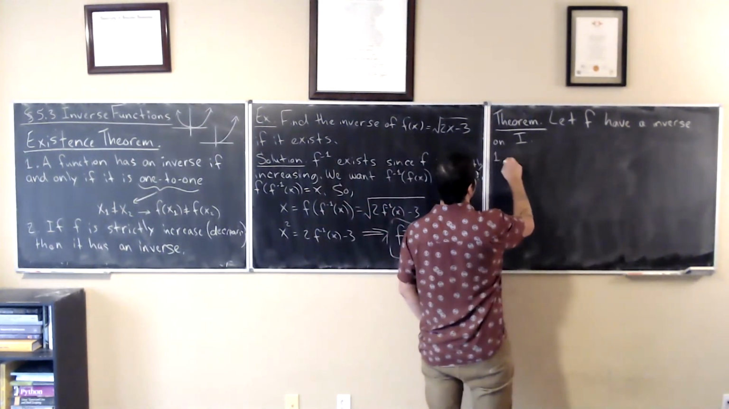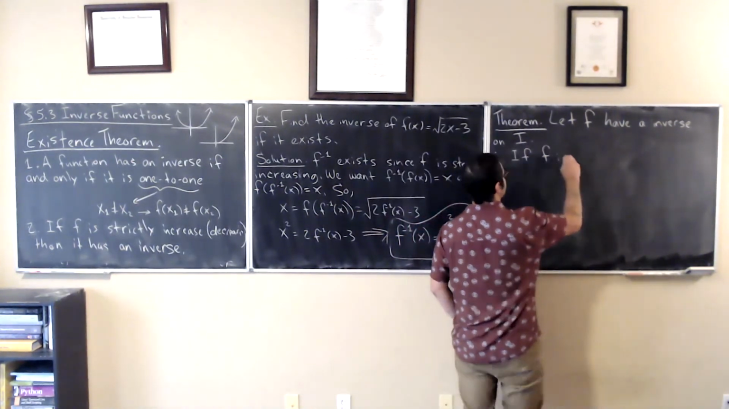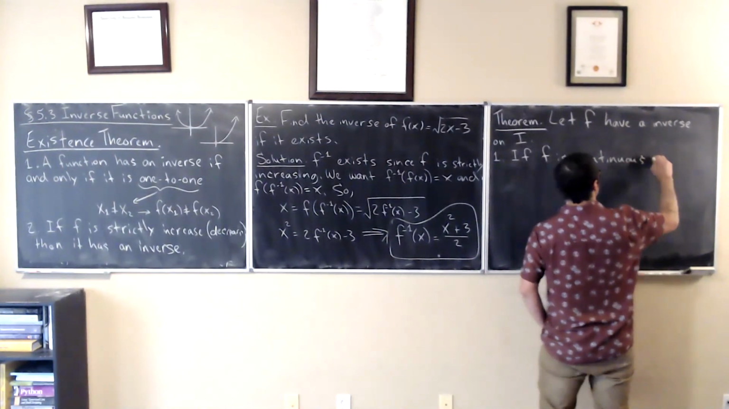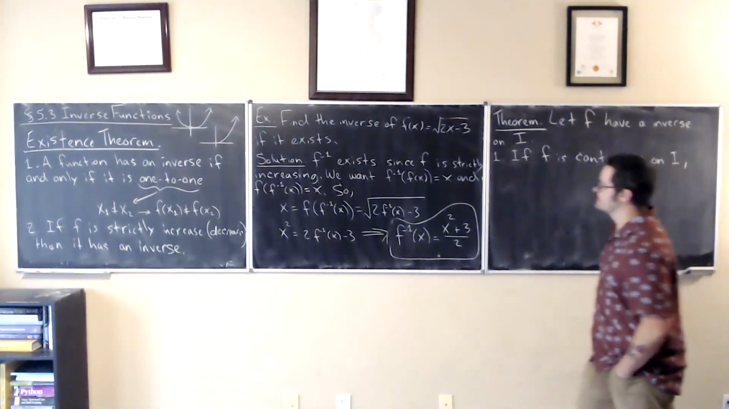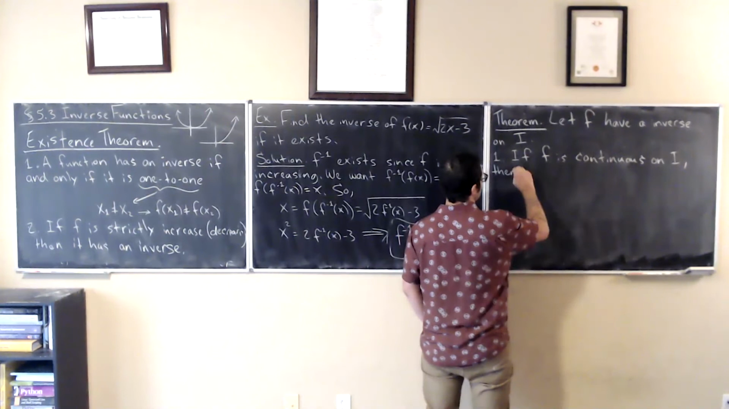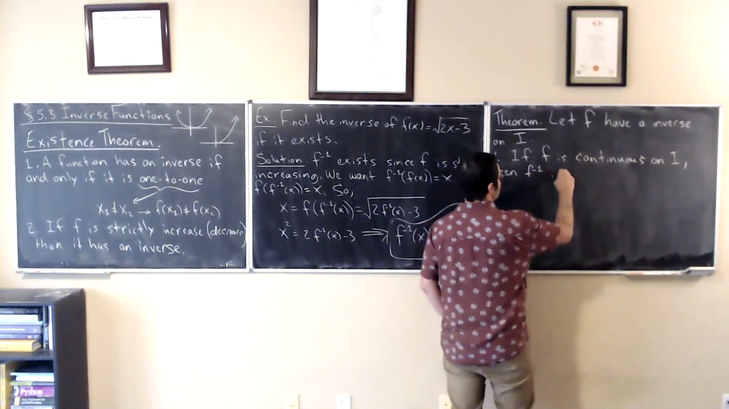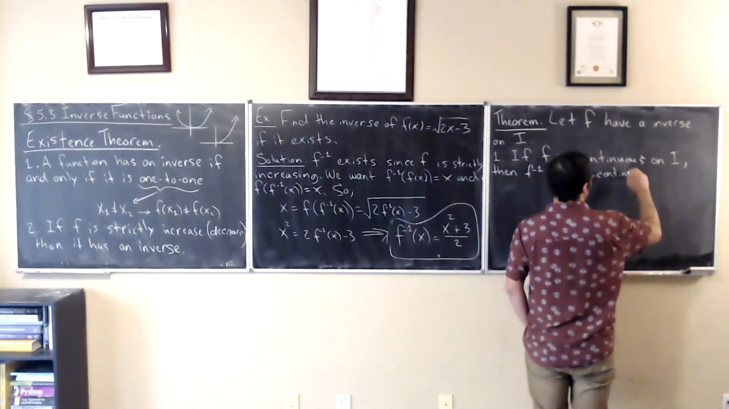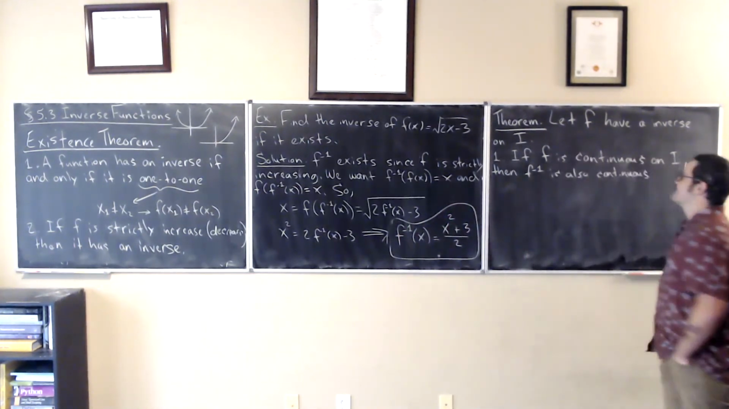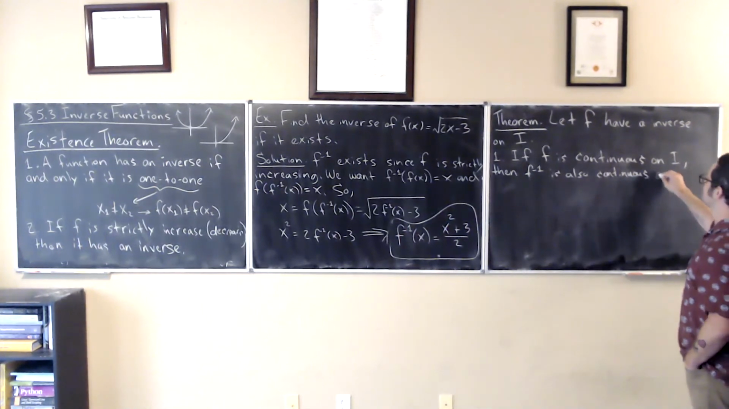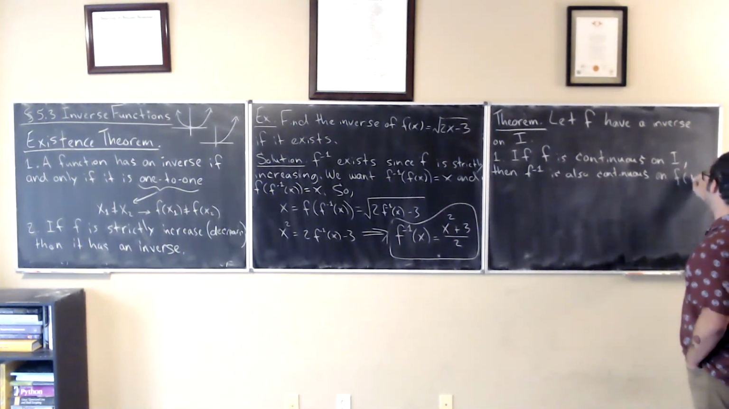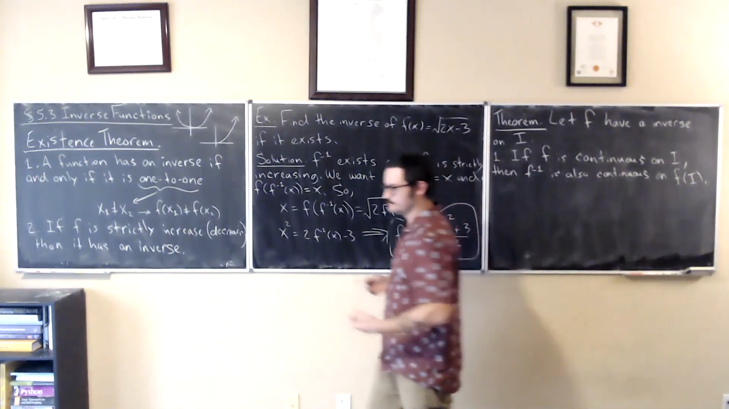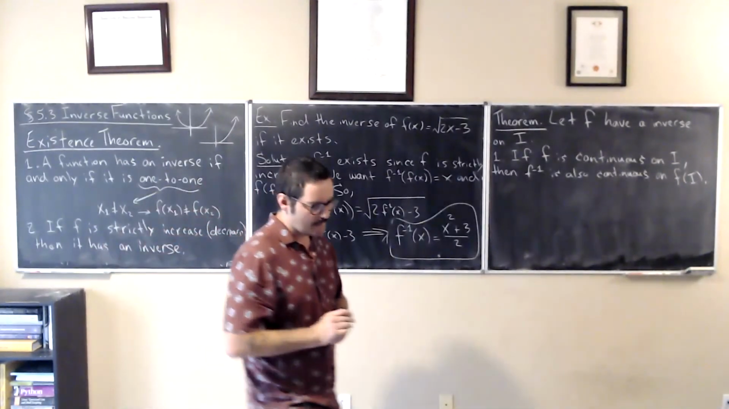Okay, so part 1, if f is continuous on I, then f inverse is also continuous on the image of I. So look at the image of I, you have some values, then f inverse is continuous on that. Okay.